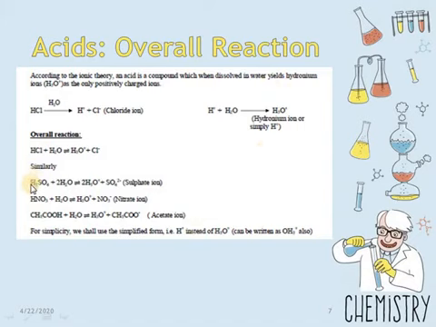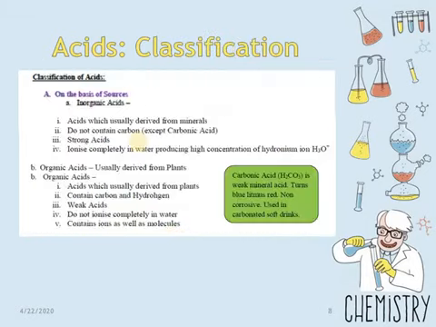Similarly, when sulfuric acid, nitric acid, acetic acid are dissolved in water, they give sulfate ion, nitrate ion and acetate ion respectively. For simplicity, we will use the simplified form, that is H+ instead of H3O+.